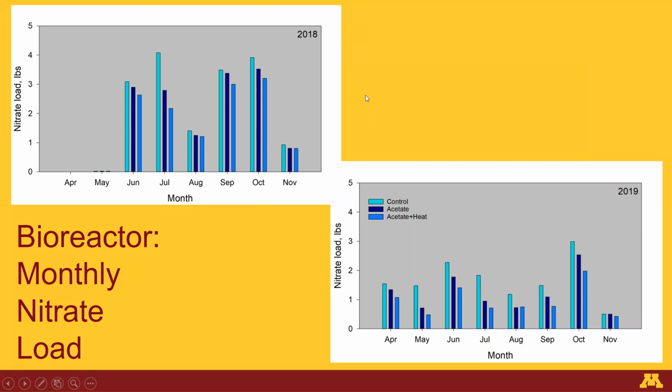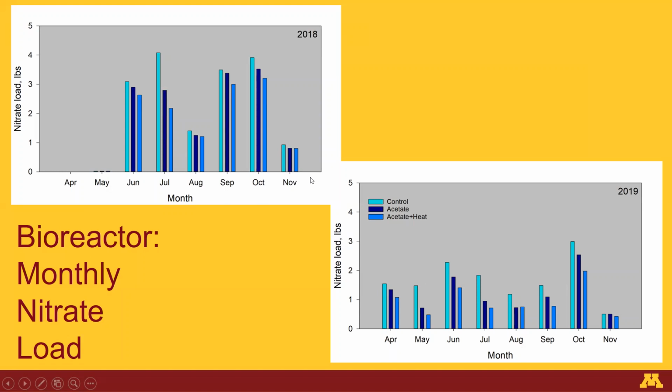Now, a couple of things that we can see from this figure is that there's quite a bit of difference in terms of the behavior of the bioreactors in terms of nitrogen load and the treatments between 2018 and 2019. There's more load, higher loads coming out in 2018 compared to 2019. So the magnitude of the values for all of the treatments was higher in 2018 compared to 2019.